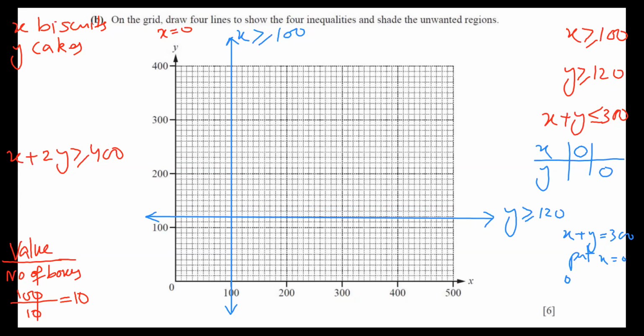So x is equal to 0, I'm putting here. When I put 0 here, what is going to be? 0 plus y is equal to 300. So I can say y is 300. I'm copying this value here.